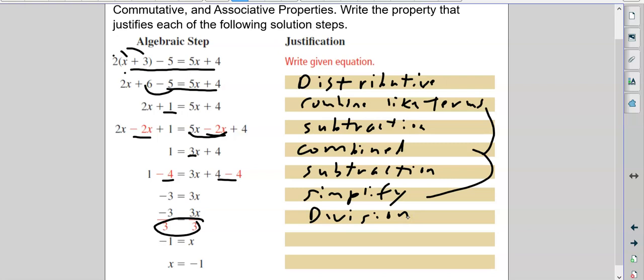All right. Then x equals -1. Again, we're just simplifying. Well, -1 equals x. And then saying x equals -1. That's called symmetry, if you remember. Basically, it's the same thing on both sides. So -1 equals x, x equals -1.